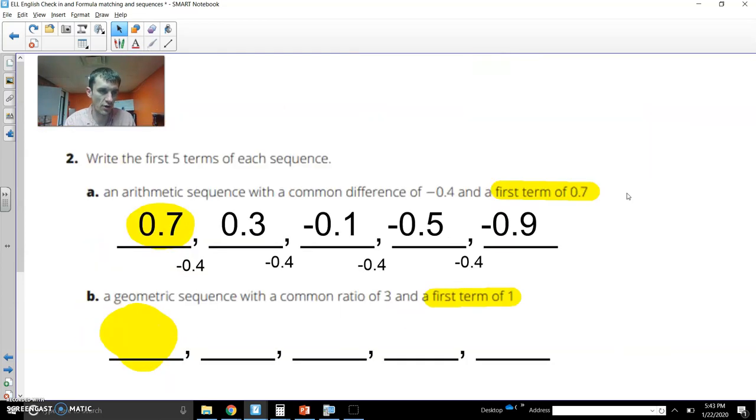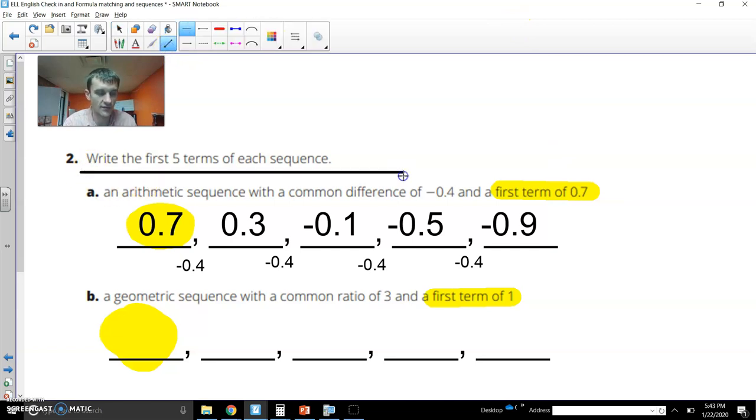So let's look into some of the problems that we did. Write the first 5 terms of each sequence, an arithmetic sequence with a common difference of negative 0.4 and a first term of 0.7. So again, at the very top it says write the first 5 terms of each sequence. So now I want to start with what they told me at the end of that sentence, 0.7, that's my first value. And then if we go and subtract 0.4 from that, we get 0.3, continue this process to fill out the sequence to get 5 of those different values.